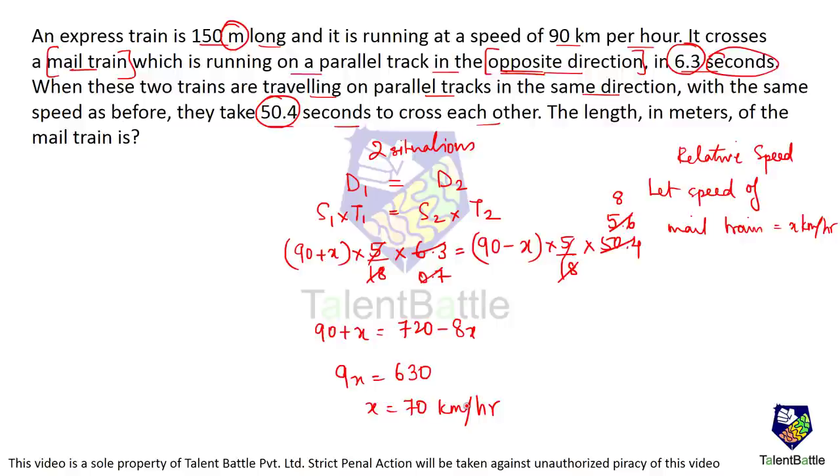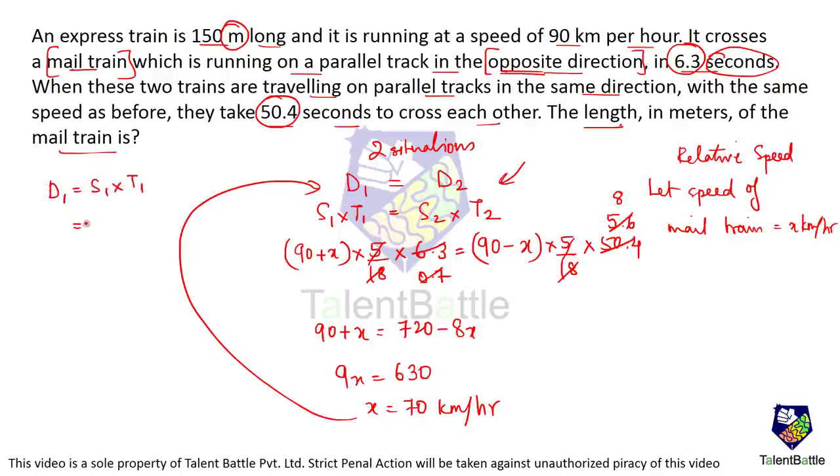So now I have to find out the length in meters of the mail train. Okay, so I can put the value of x either over here in D1 or I can put it in D2. Both are fine. So I'll put it in D1. Okay, distance traveled in the first case is speed in first case into time in first case. Now speed in first case is going to be 90 plus 70 into 5 by 18, into 6.3. So this 6.3, I'll try to convert it into a normal number, removing the decimal.